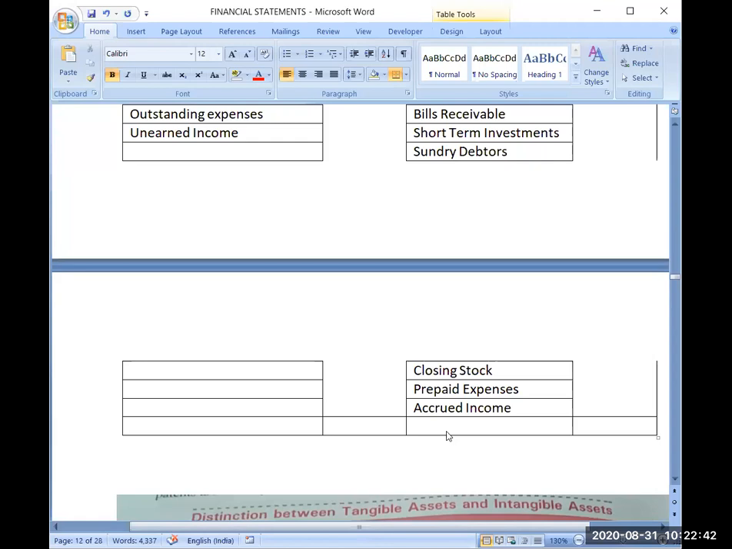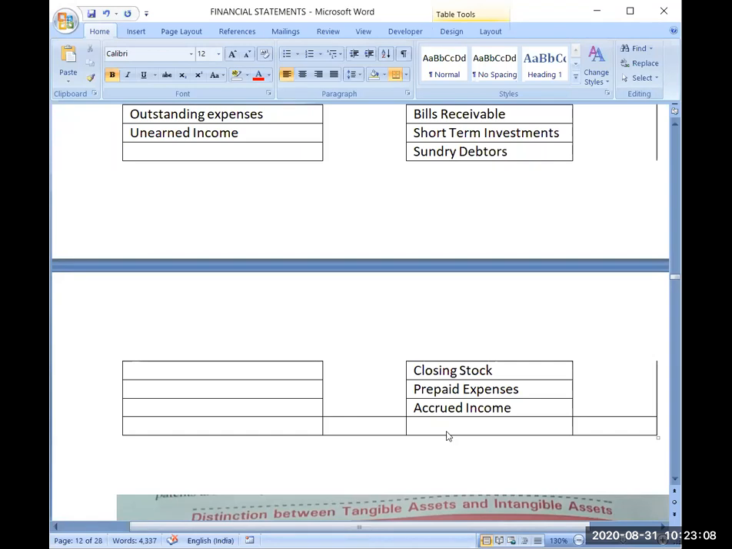Sometimes suppose you have to receive some commission. You have given some services, and you are about to receive some commission. But in between, your closing date comes, 31st March. Till now you have not received that commission. Maybe within the next few days, you will be receiving that commission. So that is accrued commission. That is income earned but not received.